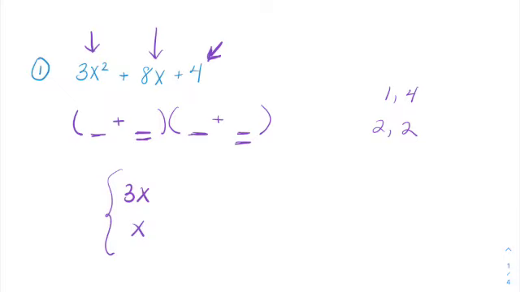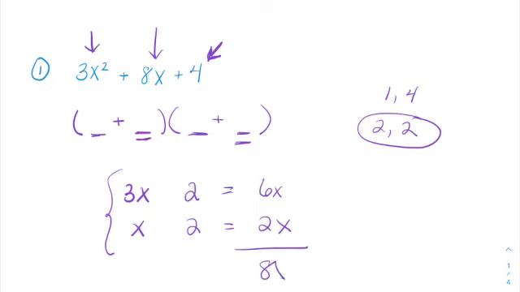And I know that if I multiply, I'm going to use the 2 and 2. If I multiply 3x times 2, I get 6x. And if I multiply x times 2, I get 2x. What does that add up to? Those would be my like terms that I would add together to get to that 8x. Now here's the trick: if I want the 3x to multiply by the 2, I need to make sure they're in opposite sets of parentheses.